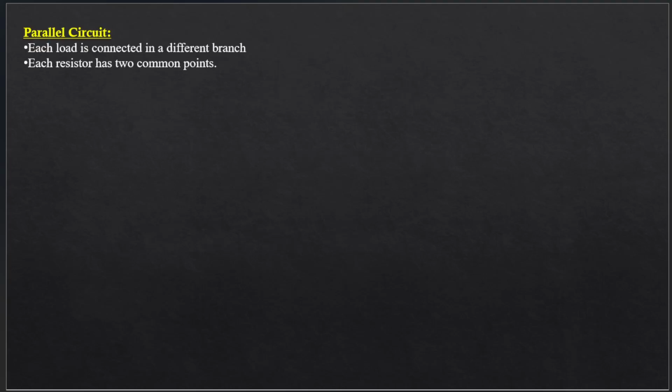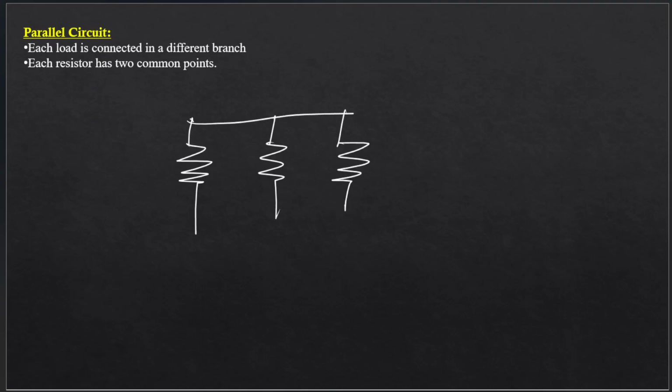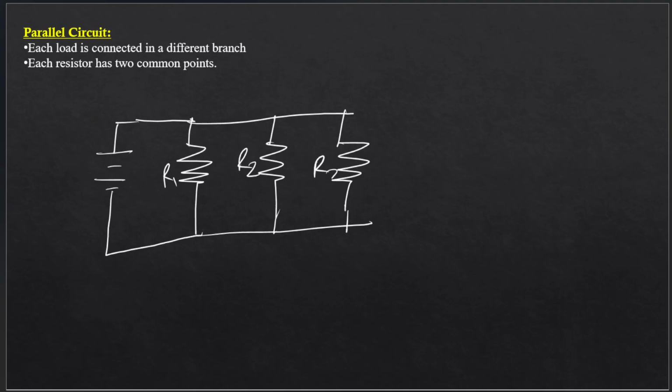Now let's move on to parallel circuits. In a parallel circuit, each load is connected in a different branch. If we have R1 here, then say we had R2 and R3. These are all separate branches. Each resistor would be in a separate branch, and then completing the circuit, this would be the source. Now we have the source and three resistances and a complete conductive pathway. And this would be R1, R2, and R3.